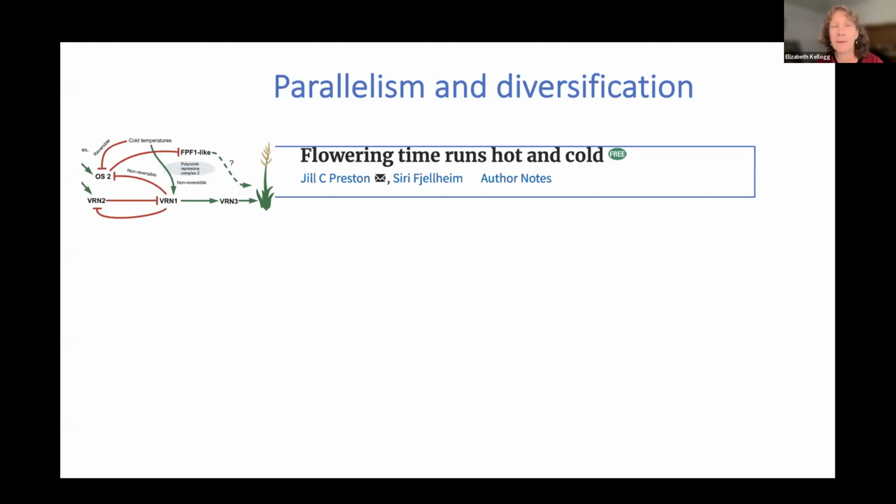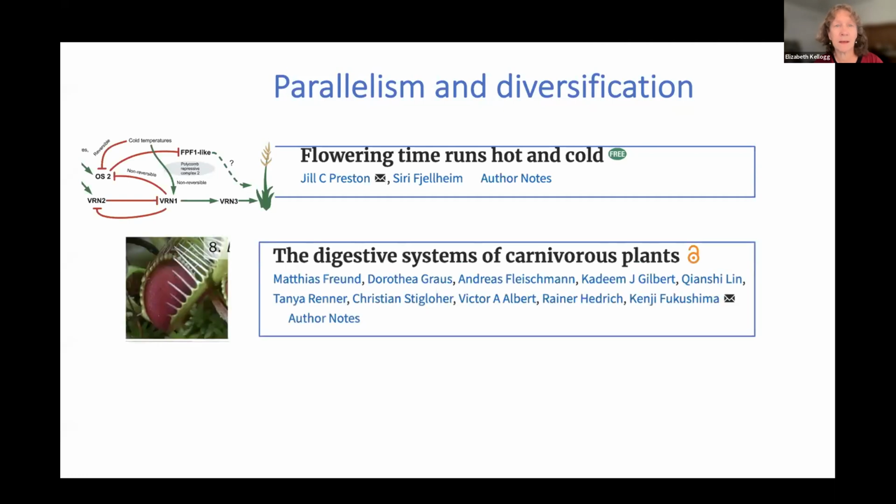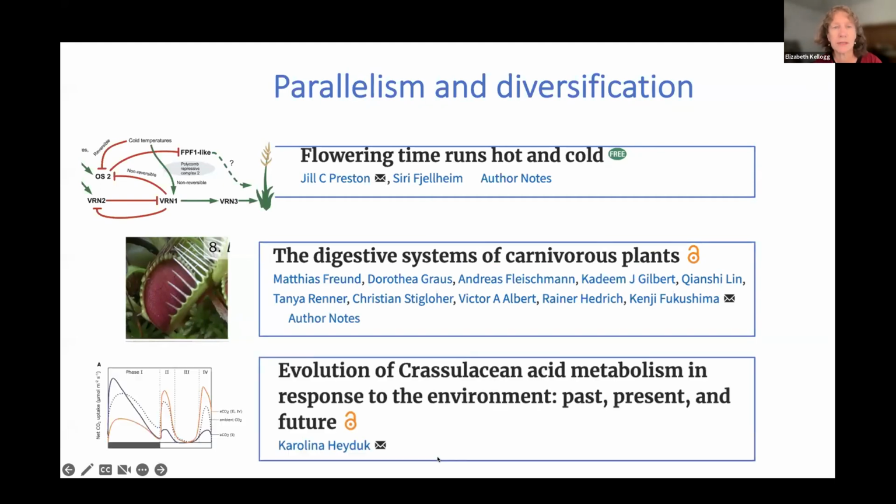There's a paper on flowering time with Jill Preston and Siri Fjellheim, and Jill will be talking about this work today. And digestive systems of carnivorous plants, by Mateusz Majda and Kenji Fukushima. These have come up in parallel multiple times, with similar tools, similar structures, often slightly different results.